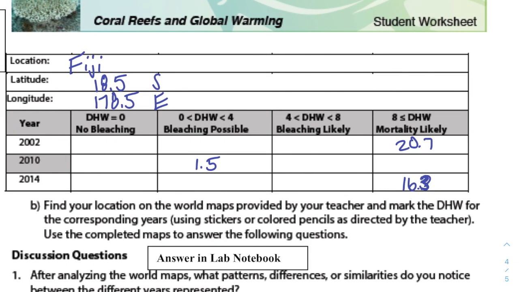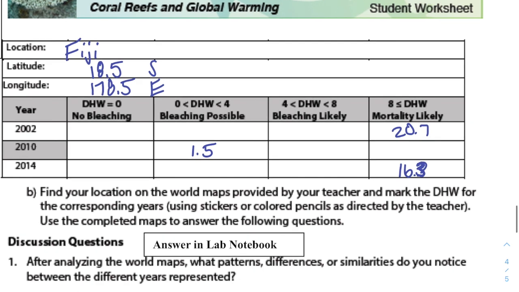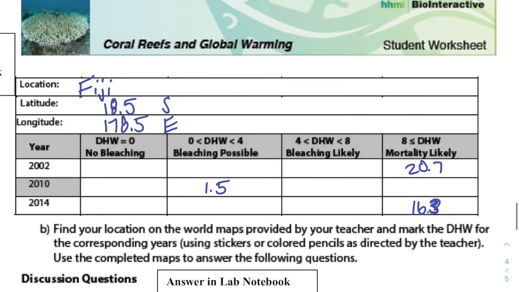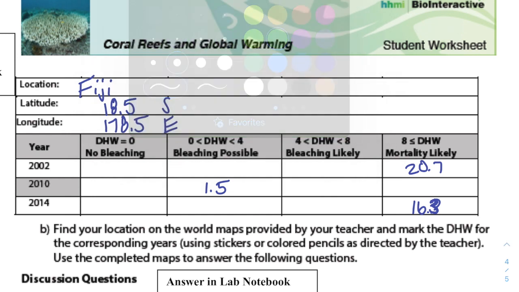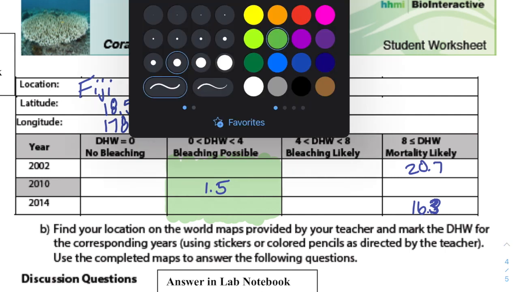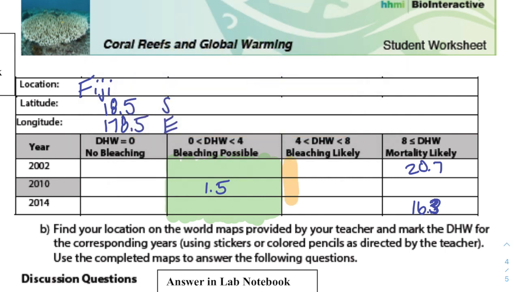I'm going to tell you right now, no one is getting 0. So I'm just going to ignore that one. So what are the colors? And so with bleaching possible, let me just use the colors that are here. Bleaching possible, we're going to be using the color green, and I'll show you what that looks like. For anything that is in the middle where bleaching is likely, we're going to be using orange.